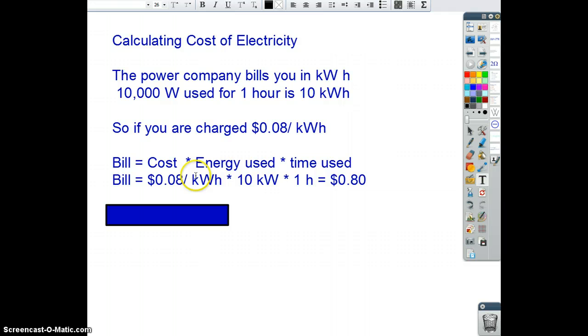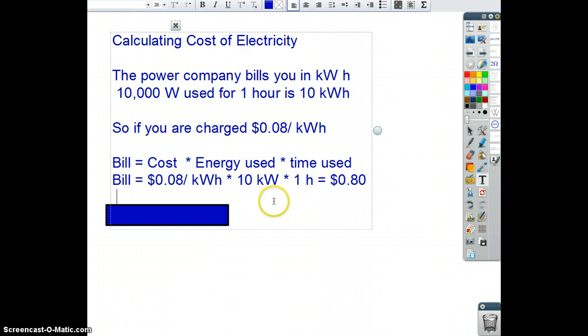Well, 8 cents per kilowatt hour times 10 kilowatts times 1 hour equals 80 cents. Notice that if you have your kilowatt hours in the denominator, kilowatts cancel, hours cancel. So the equation that you'd write would be right here. Your bill equals the cost, so 8 cents a kilowatt hour, times the energy used, 10 kilowatts, times the time, 1 hour.